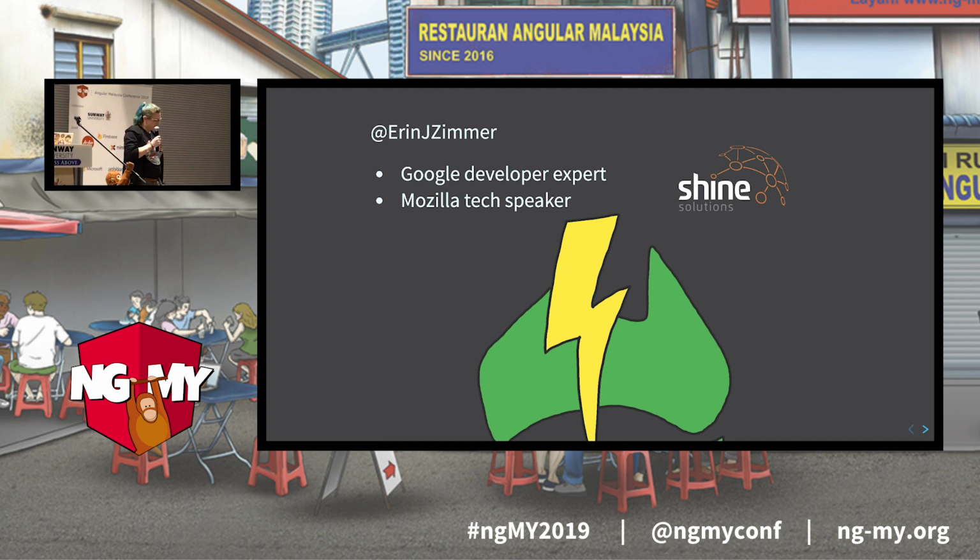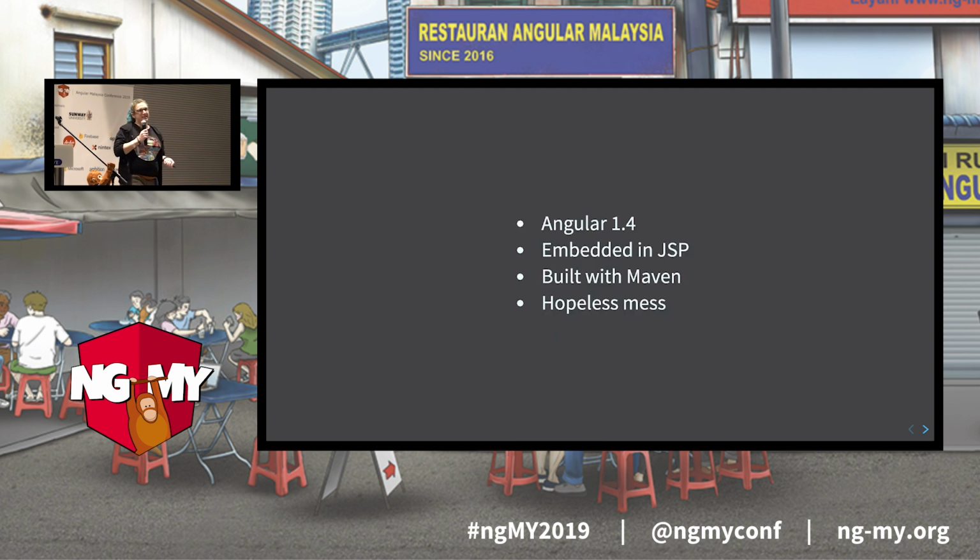So at this unnamed energy retailer, we have this app. And this app is something that probably a lot of you are familiar with. It's written in Angular 1.4. It's part of a Java project, so the Angular code is actually embedded in a JSP. It's built with Maven, which if you're not familiar with it, is a Java build tool, which has some very specific ideas about how you should do things. And it's a hopeless mess.